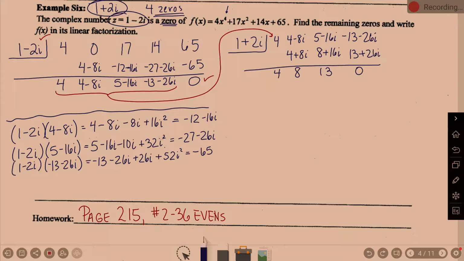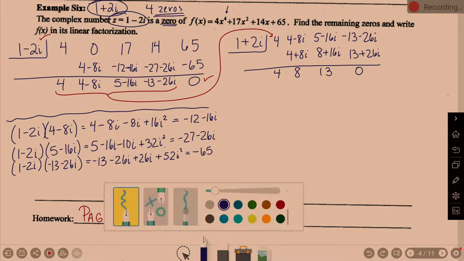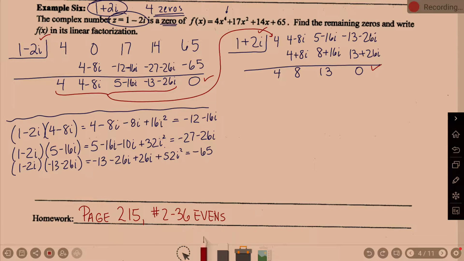Okay, so the first one, yes, is rough. Not going to argue that. There was a lot of FOILing. It was rough. However, once you get the first one, the conjugate is a little easier, right? We didn't have all the FOILing. Now what?